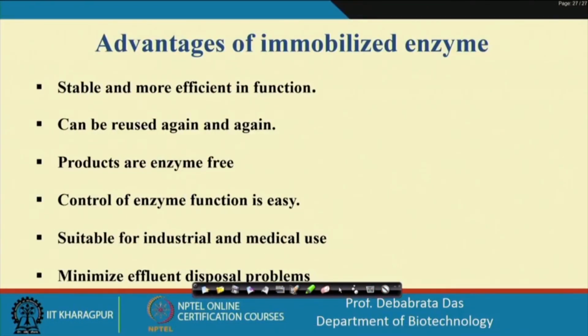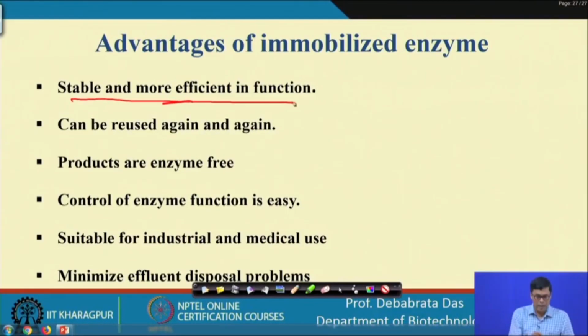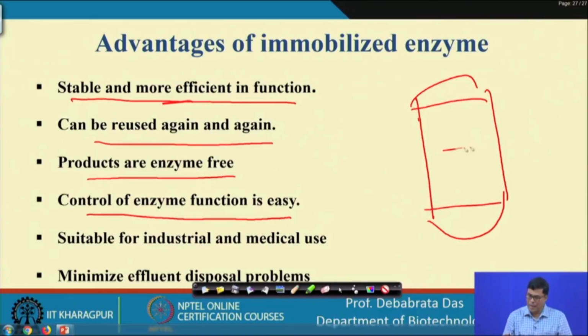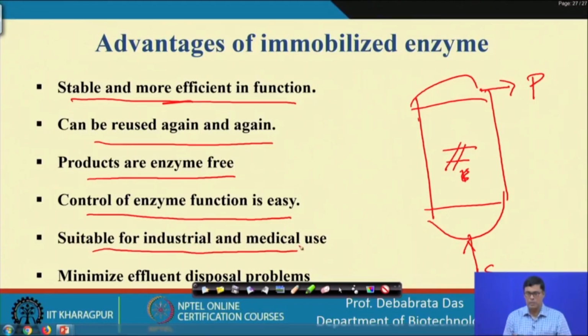The advantages of immobilized enzyme: it is stable, as I told you, and more efficient in function, it can be reused again and again, and the products are free from the enzyme. Control of enzyme function is easy because, suppose this is a column and we pack those enzymes inside the column, we can pass the substrate at one end and take out the product at the other end. The enzymes will be immobilized on the solid matrix and will not go out, so the product is free from enzymes. The control will be very easy, and it is suitable for industrial and medicinal use.